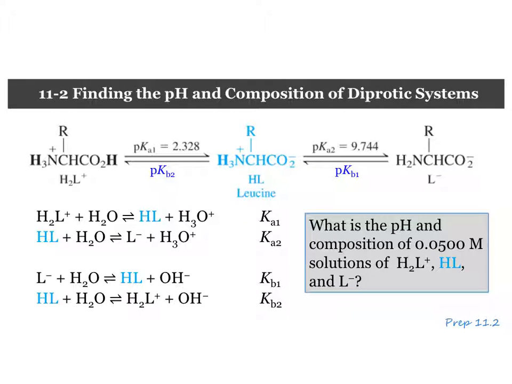In our last lecture, we worked to find the equilibrium concentrations of H2L+, HL, and L- for a 0.0500 molar solution of H2L+, which is our shorthand notation for a fully protonated leucine molecule. In this lecture, we're going to investigate the equilibrium concentrations of the fully deprotonated leucine molecule, L-.